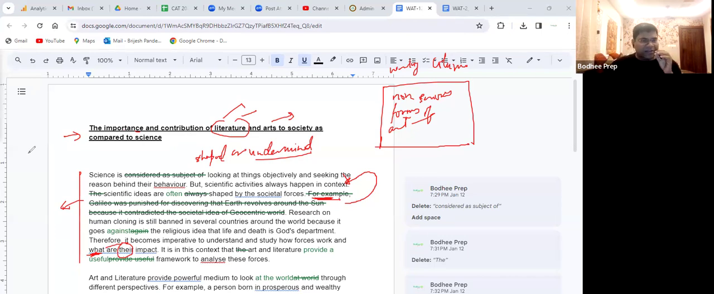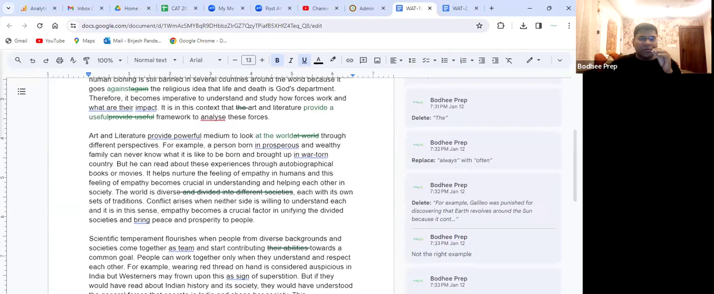Okay. I will take the second paragraph now. What the writer has done here, I will scroll down. In the second paragraph, he says, art and literature provide a powerful medium to look at the world through different perspectives. I agree. For example, a person born in a prosperous and wealthy family can never know what it is like to be born and brought up in a war-torn country. So what happens here is that art and literature provide a powerful medium to look at the world through many perspectives.